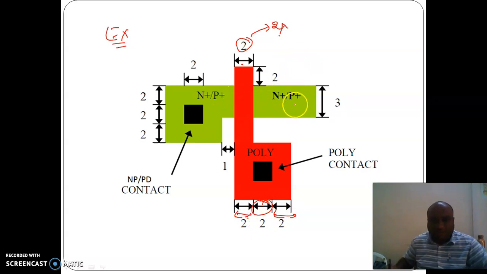And here this green color is N or P diffusion, you may consider it as, where the width here is 3 lambda. And see here this contact is again 2 lambda by 2 lambda. And extension of the diffusion is 2 lambda on either side. And one more important thing is, see here this separation between the diffusion and poly. How much separation should be there? 1 lambda according to our rule. Hope that is clear.